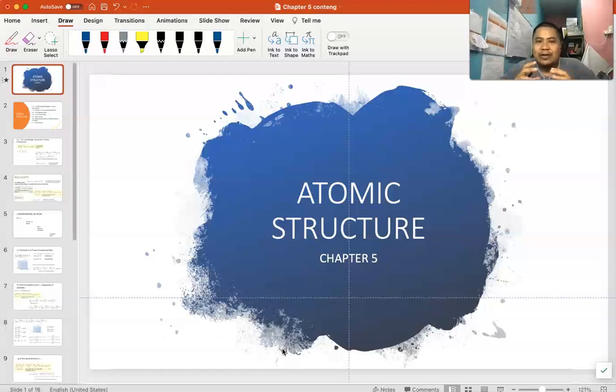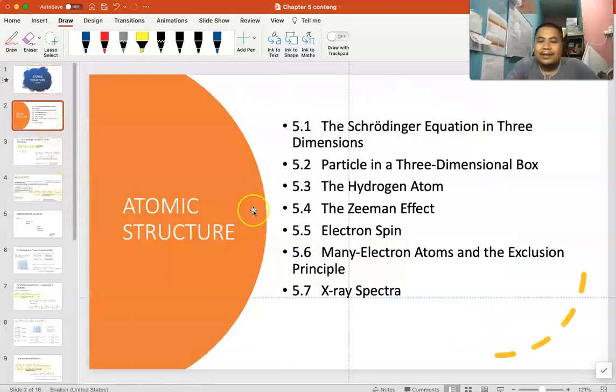So now we are going to transfer that knowledge, those theoretical foundations, to a more realistic situation, which is hydrogen. And then we extend that understanding to more complicated atomic structures. All right, so what we are going to learn in this topic is 5 subtopics.